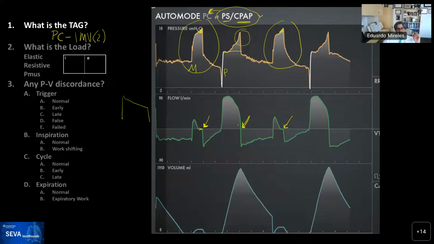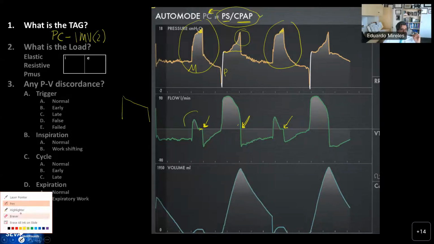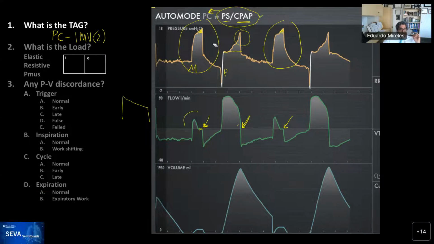So meaning that the mandatory breaths, these ones over here, I'm going to erase everything. This is getting too crowded. Here we go. Sorry. These breaths over here, the mandatory breaths, are pressure controlled.